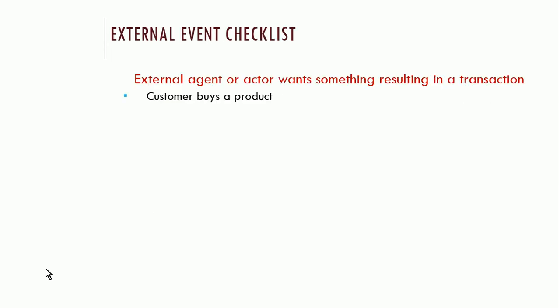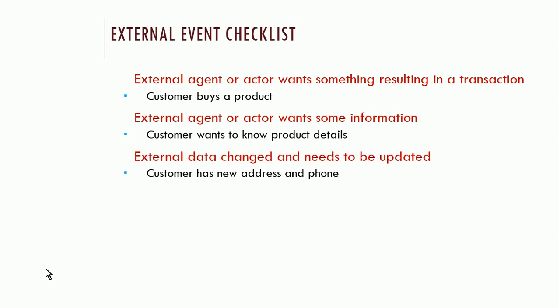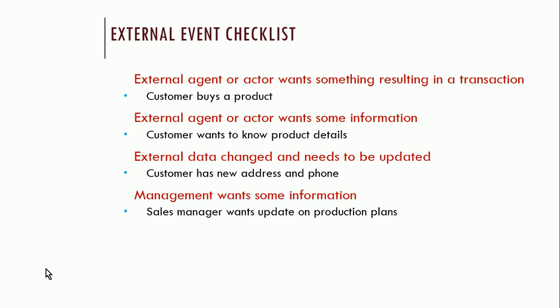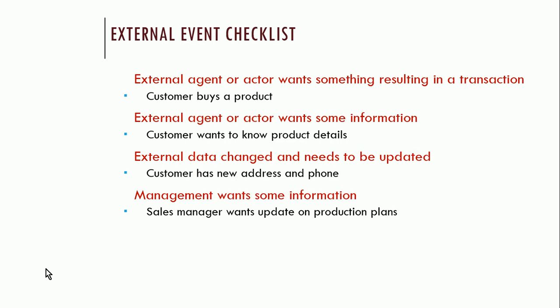So an external event checklist. For example, an external agent or actor wants something resulting in a transaction. External agent wants some information, or an external data changed and needs to be updated. Management wants information. These are all things we can look for as external events.